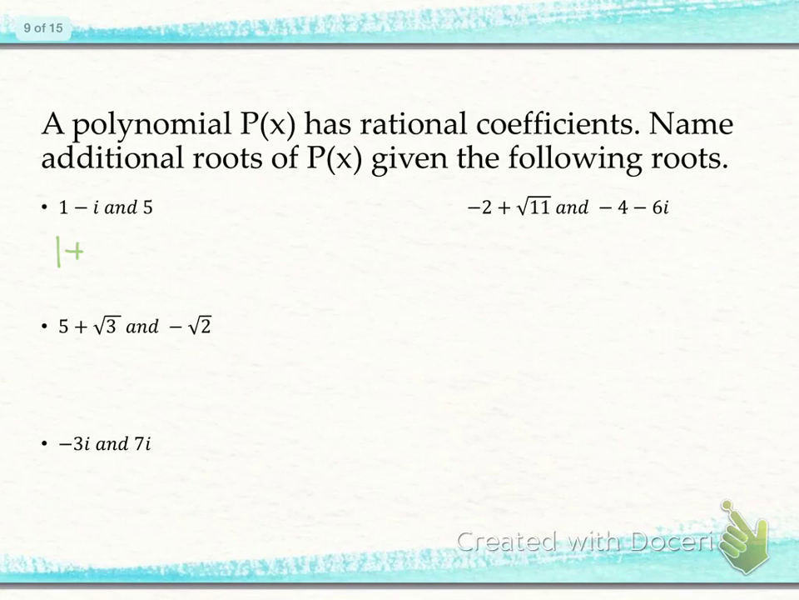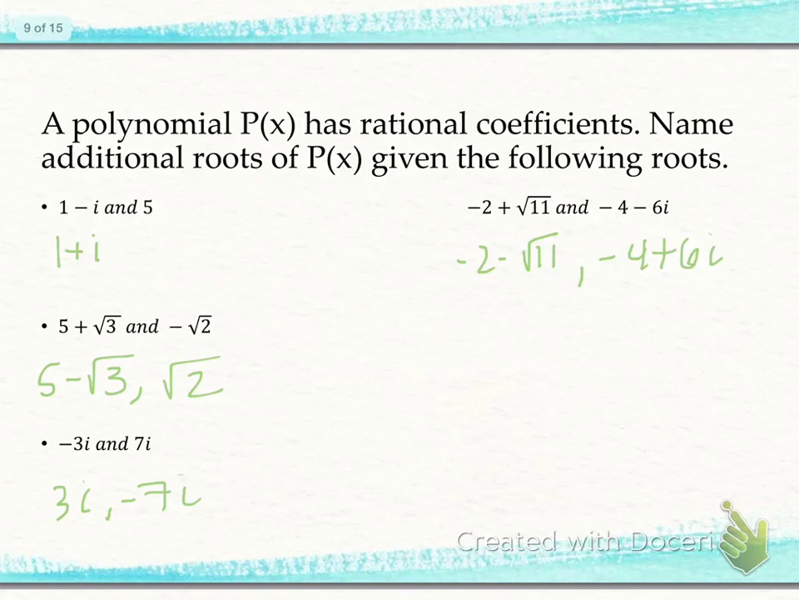So this I need a 1 plus i. This I need a negative 2 minus the square root of 11 and a negative 4 plus 6i. You only flip the thing that has the square root or the imaginary. This becomes 5 minus the square root of 3, positive square root of 2. This becomes a positive 3i and a negative 7i. So you just flip the thing that has the imaginary or the square root attached to it.